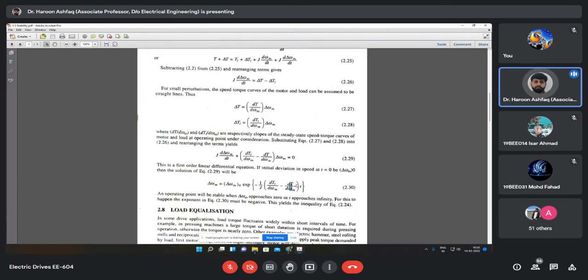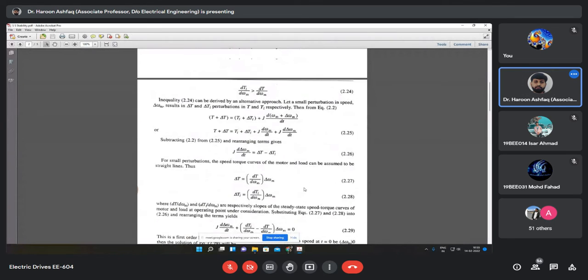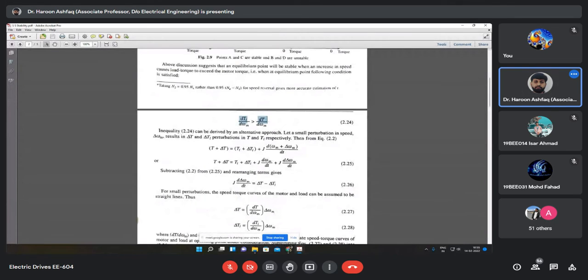ठीक है, then only this will remain positive and this whole exponent will remain negative. यानी 1 upon J minus 1 upon J into this. So that is why this dT_L upon dω_m has to be greater than dT upon dω. That is what is written over here.